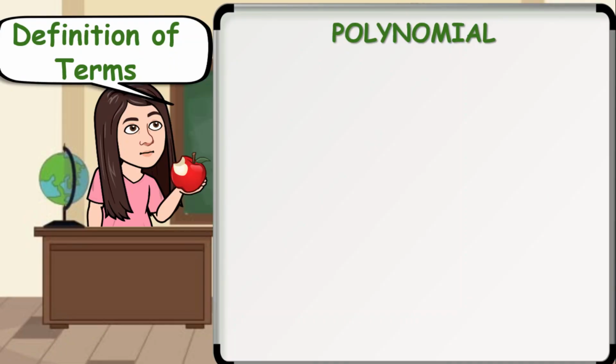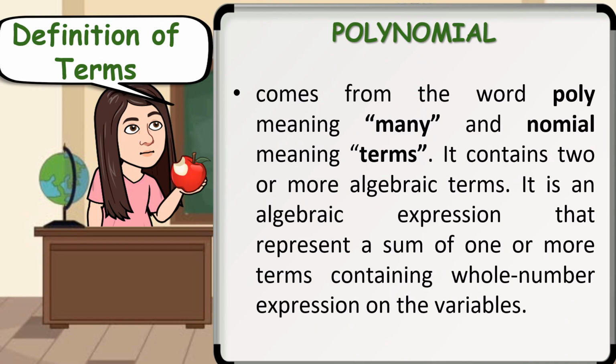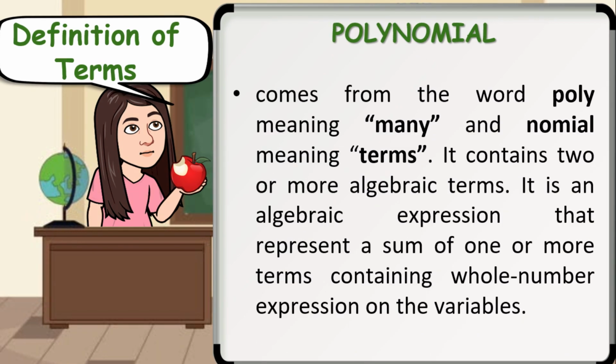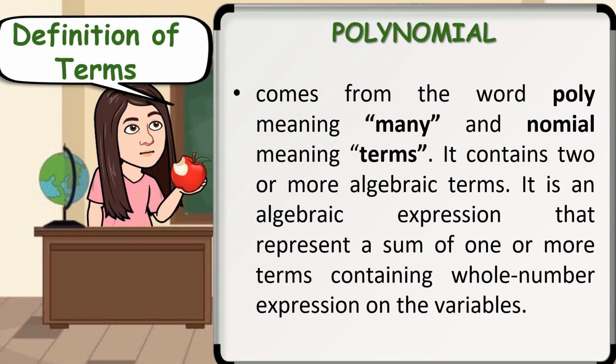Next up will be polynomial. Polynomial comes from the word poly, meaning many, and nomial, meaning terms. It contains two or more algebraic terms.